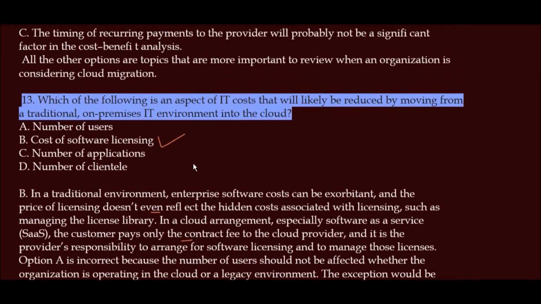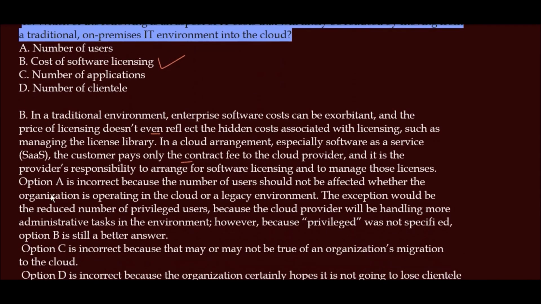Okay. Option A, number of users, is incorrect because the number of users should not be affected whether the organization is operating in the cloud or a legacy environment. The exception would be the reduced number of privileged users, because the cloud provider will be handling more administrative tasks in the environment. However, because privileged was not specified, option B is still a better answer. Okay, cost of software licensing.